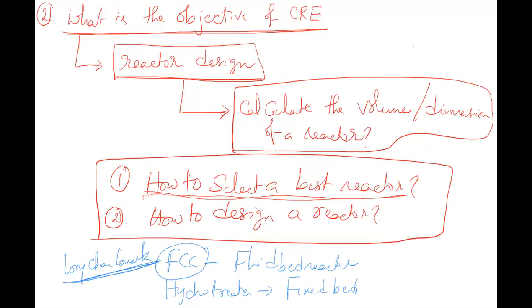Maybe I'll take these examples a couple of times during the course. If you have not understood now, don't worry. I'm trying to explain the overview of the course with one of the examples. For FCC, why are you using a fluidized bed reactor? For the hydrotreater, why are you using fixed bed reactors? That is what you will discuss in the first point: what is the best reactor for my chemistry?